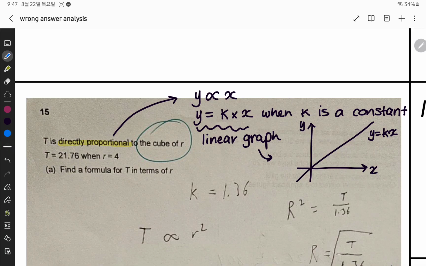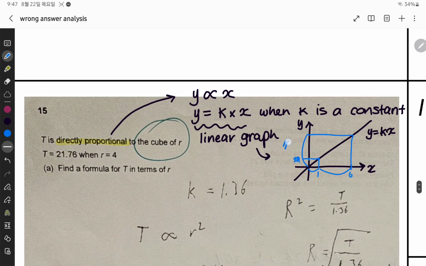And as you notice, when something increases by 1, let's say, it's going to increase by some amount. So when it increases by 6, it's going to increase by the same amount. Directly proportional means a linear relationship, which means that when one increases, the other increases together, and when one decreases, the other decreases together. This is what it means to be directly proportional.